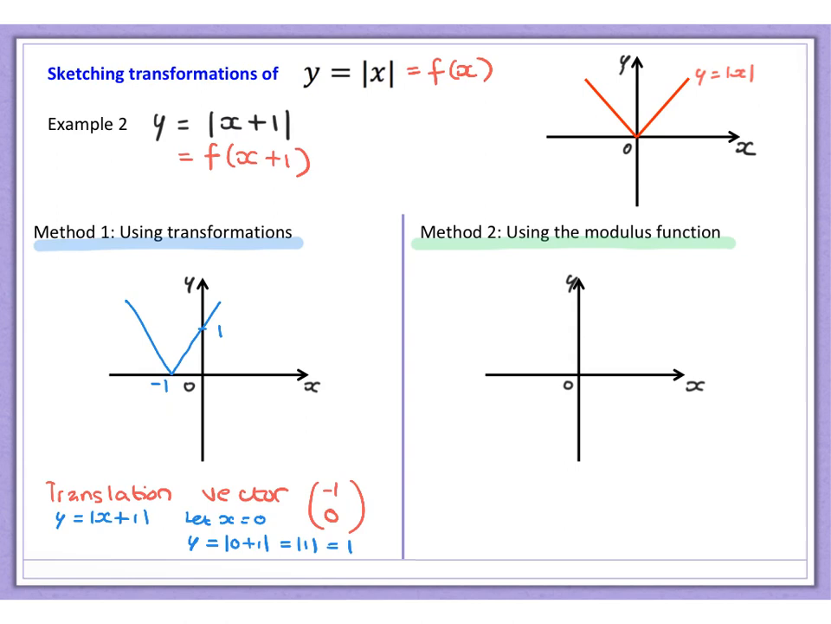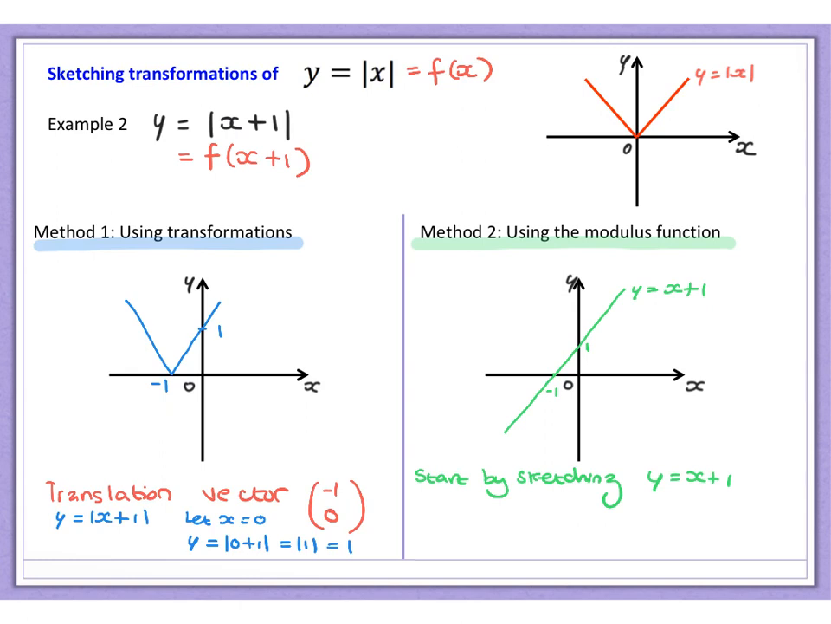But let's have a look at the second method, which is also very interesting. I start by sketching y equals x plus 1, which is the function inside the modulus. Now, y equals x plus 1, very simply, looks like that. Crosses the y-axis at 1, crosses the x-axis at -1.